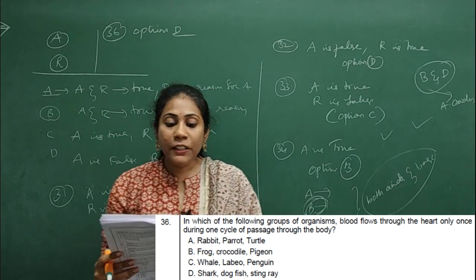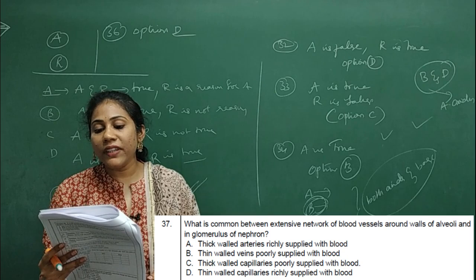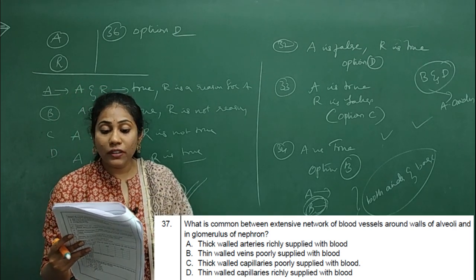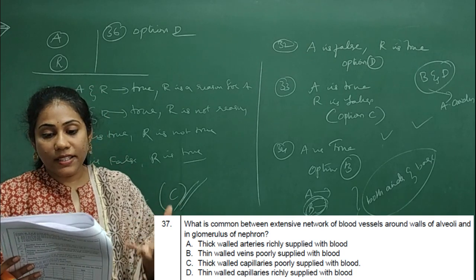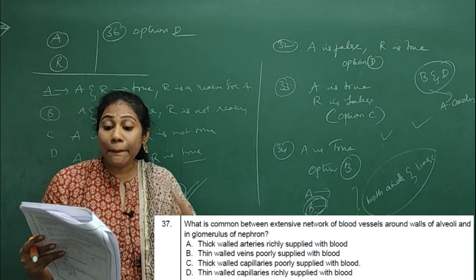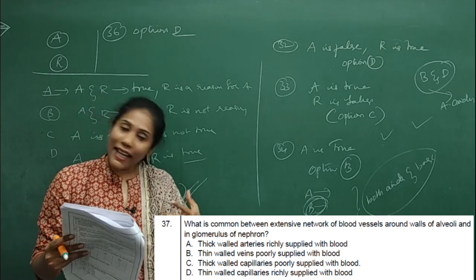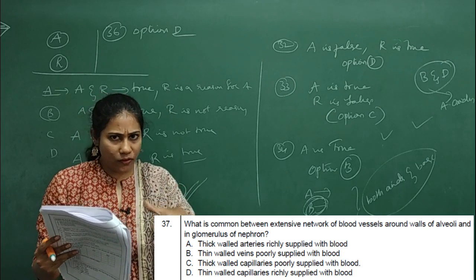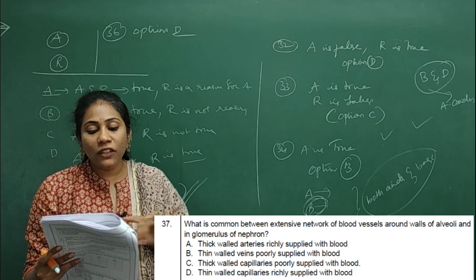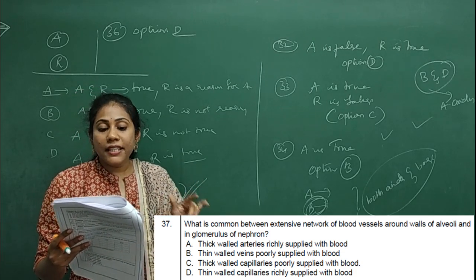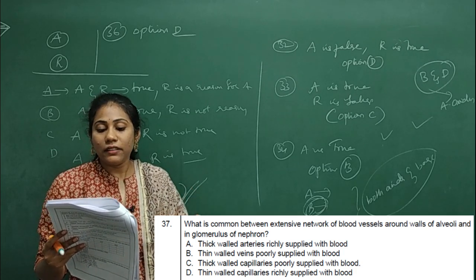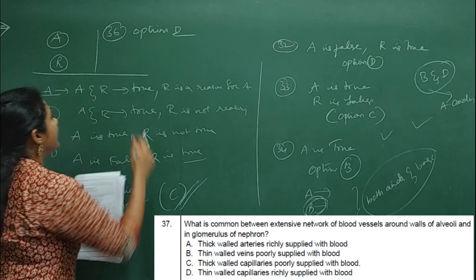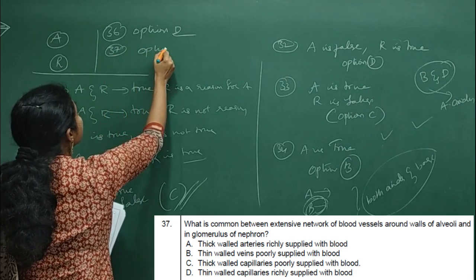Okay. And coming to 37th question, what is common between extensive network of blood vessels around walls of alveoli and in glomerulus of nephron? Okay, so an extensive network of blood vessels, you will call it capillaries. They will have thin walls. So that helps in supplying blood, isn't it? Read out the sentences. They are thick-walled arteries was mentioned in option A. Option A is wrong. Option B, thin-walled veins. No, they are thin-walled capillaries. C, thick-walled capillaries. Wrong. D, they are thin-walled capillaries richly supplied with blood. Okay. So option D is correct for 37th question.